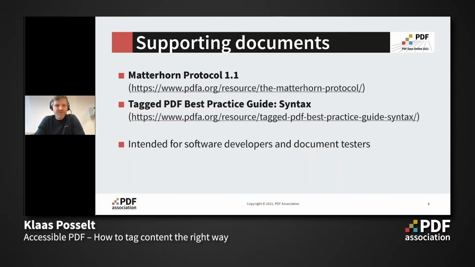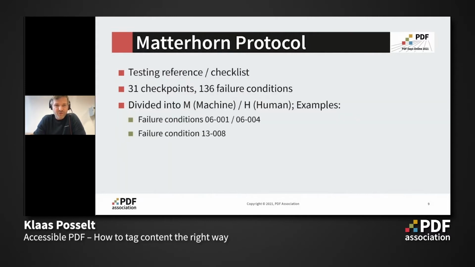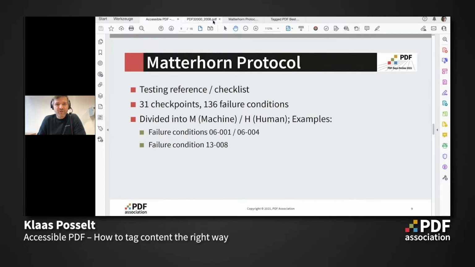I'll jump into some things about the Matterhorn Protocol. As Boris said, we have several checkpoints and failure conditions, and this is a reference or checklist to validate accessible files. We divided it into machine checkable points and human checkable points. To give you a little overview, I took 3 points out of it, for example, section 6. I'll jump over to the Matterhorn Protocol to give you a little overview.